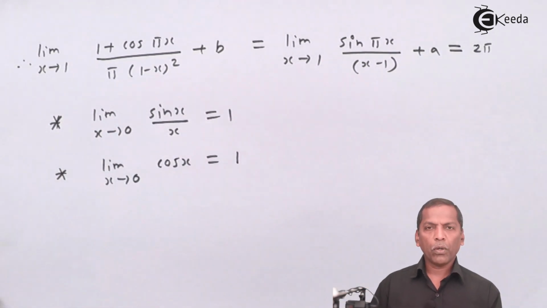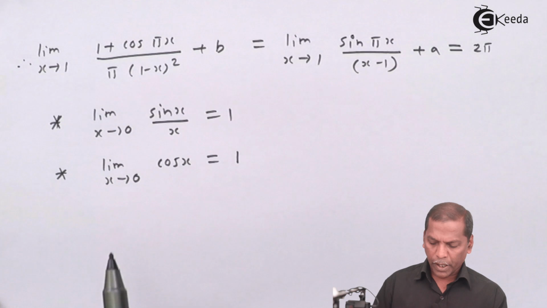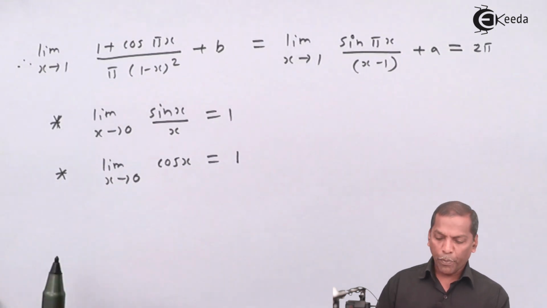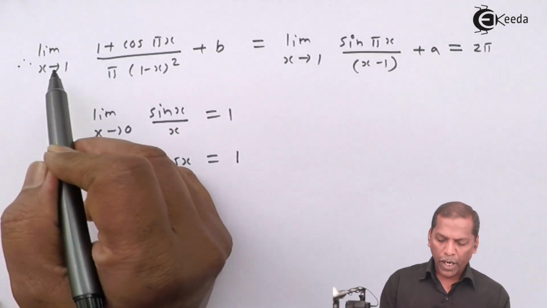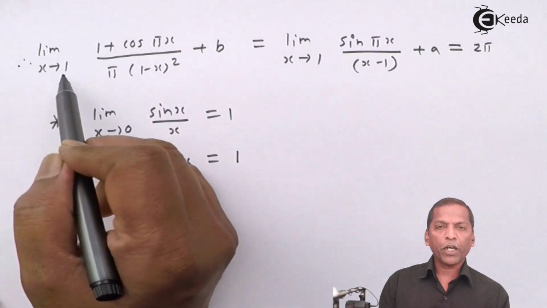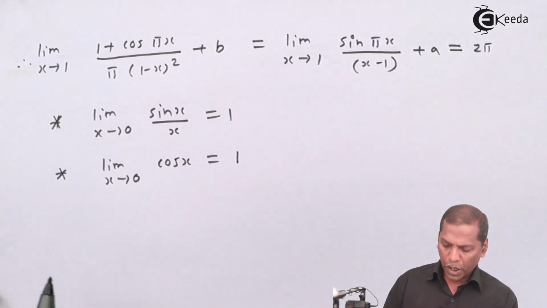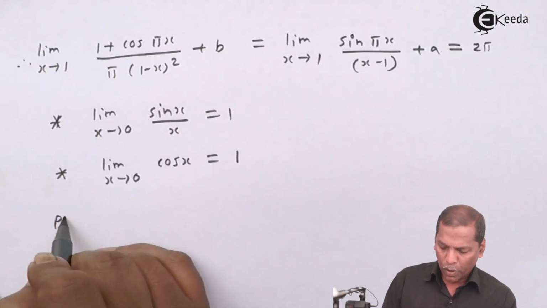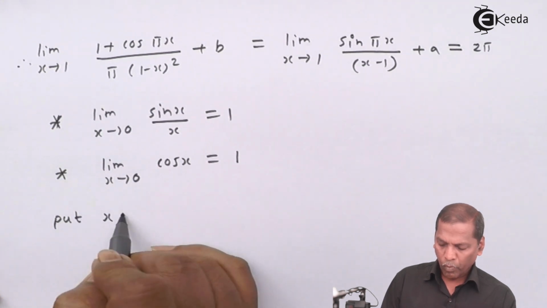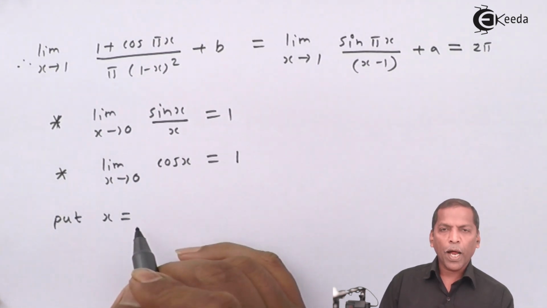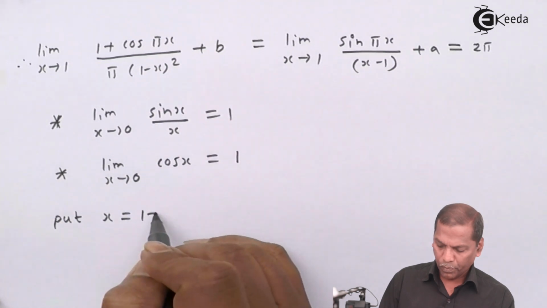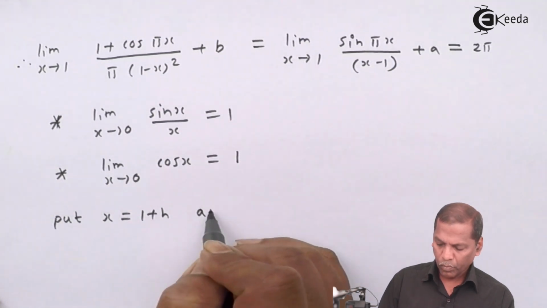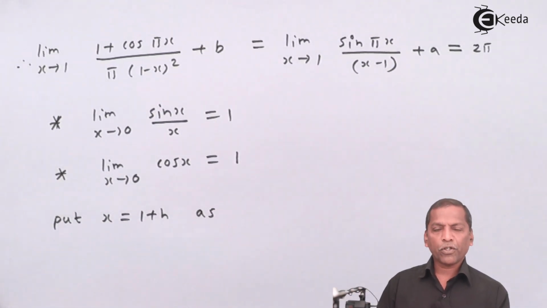Now to get the rule, the limit should be x tends to 0. And in the present case, the given limit is x tends to 1. So in this case, we have to put x equal to 1 plus h, as x tends to 1 and h tends to 0.